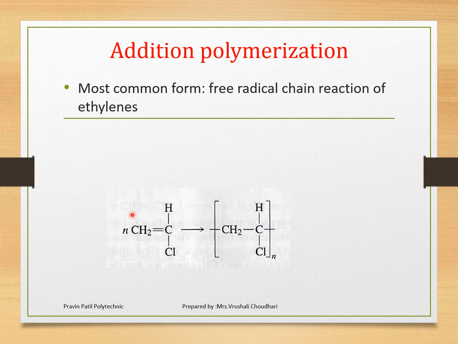See, this is your monomer, which has a double bond. In the presence of a catalyst and temperature, this double bond between carbon-carbon breaks. And what will happen? An active free radical carbon is formed. Both will form one single bond with other ethylene monomers and the polymer will form.